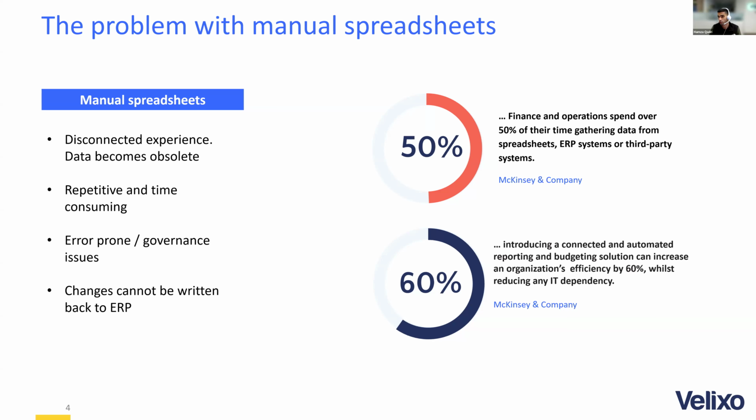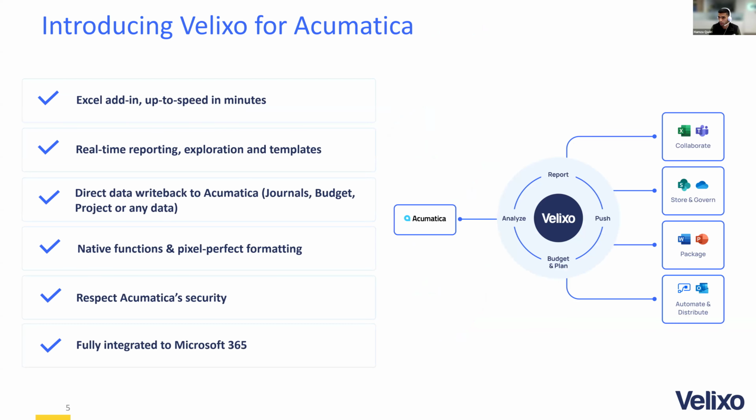So how do we solve this problem? We've got Velixo for you guys. It's an Excel add-in that can be up to speed in minutes. It offers real-time reporting capabilities. And on top of that, it comes with templates to get you started. It allows you to write the data back to Acumatica for scenarios like budgeting, forecasting, automation of business processes, to the general ledger, project management, pretty much any other module we have in Acumatica.